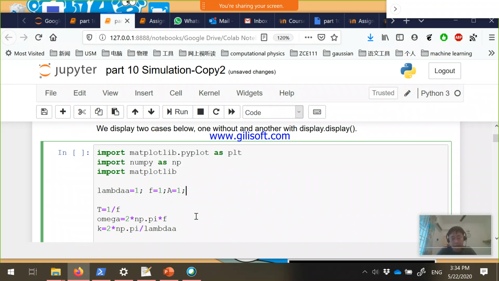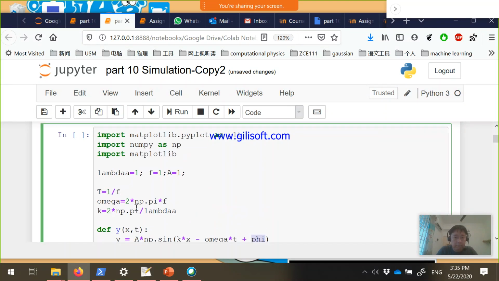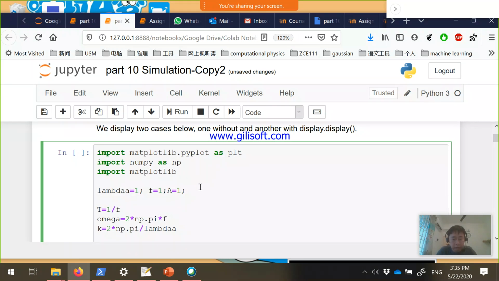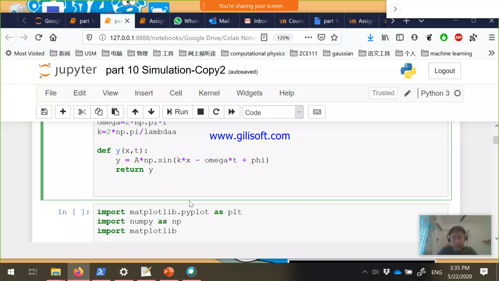Then you need to provide the amplitude, which is 1. So A is defined, k is defined, omega is defined, t is the time, and then you need to define phi. For most of our situations, we just ignore phi and set phi equal to 0. It doesn't matter.